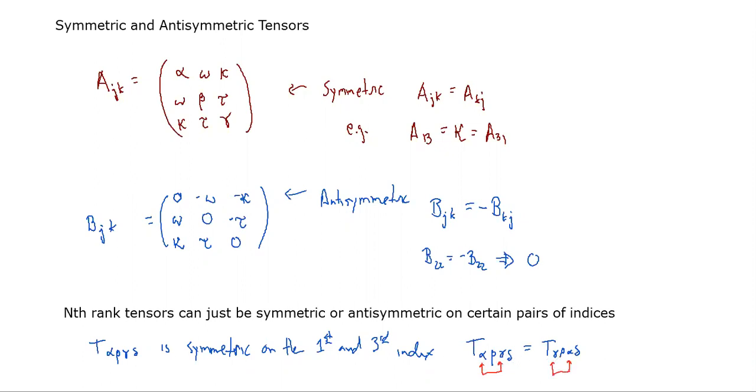Likewise, I could be antisymmetric in the first and third indices, which means if I flip those, I get the opposite of the thing back. So that's generically true. We could be symmetric on the first and third index. We could be antisymmetric on the second and fourth index. We could be symmetric on the first and third index and antisymmetric on the first and second index. Once you get into higher order tensors, this is just a statement about pairs and not the whole thing.